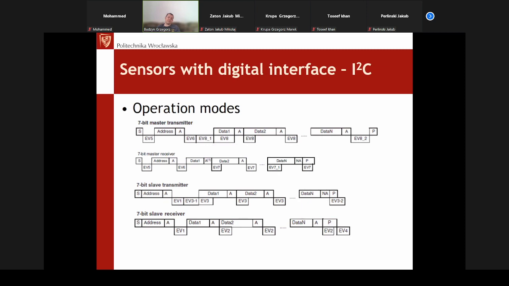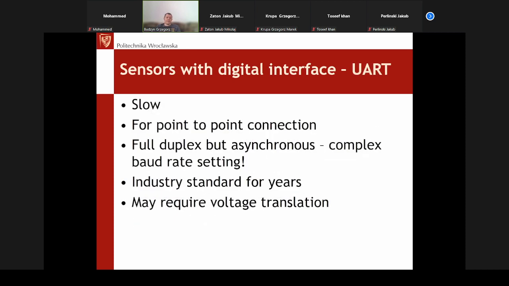Important for I2C are the operation modes. So 4 operation modes, don't forget about them. The node and the master have to cooperate, and the master can work in master transmit or master receive mode, but can also be a slave transmitting or receiving.